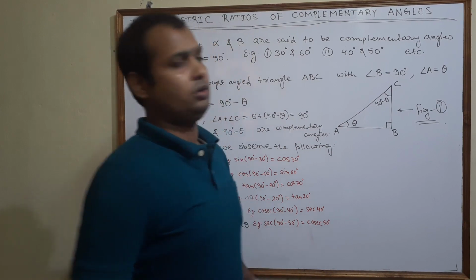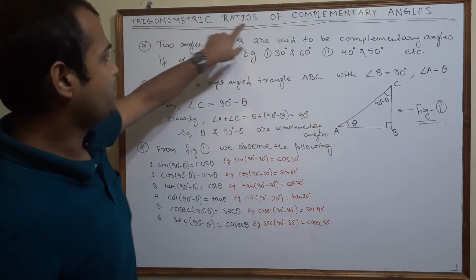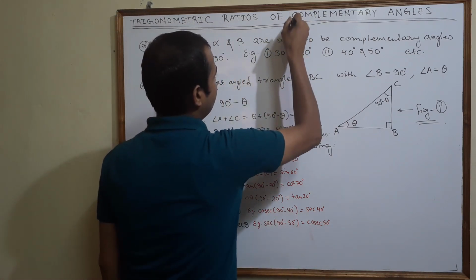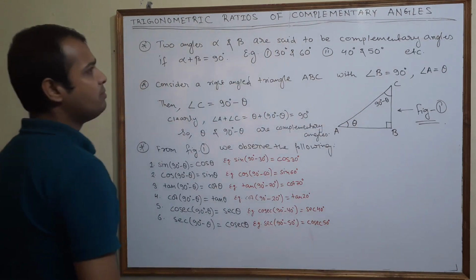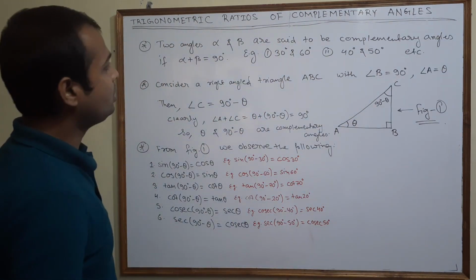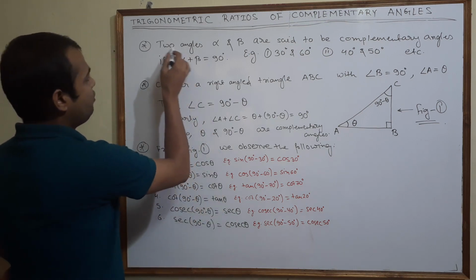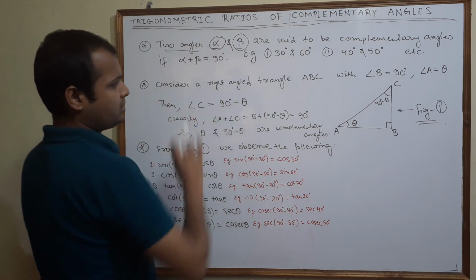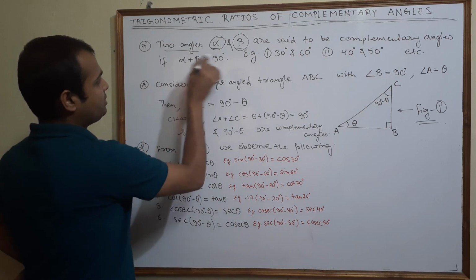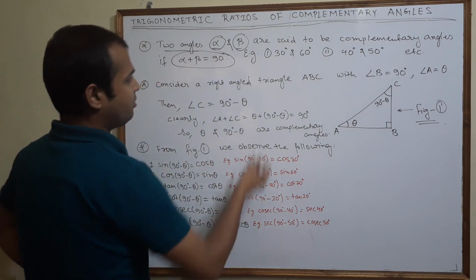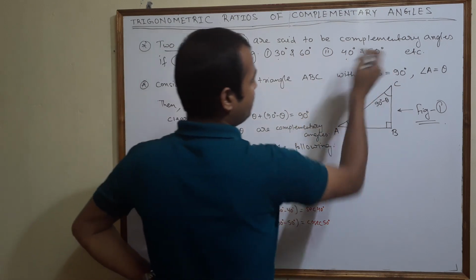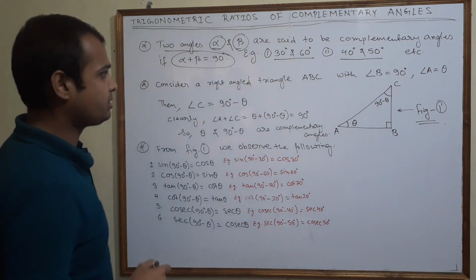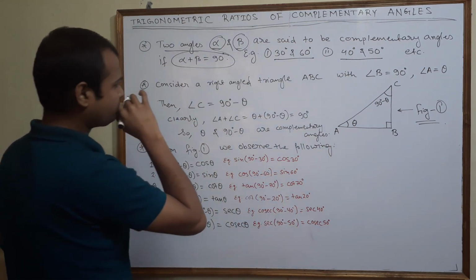Hello children, today's topic is trigonometric ratios of complementary angles. Firstly, let us understand what we mean by complementary angles. If you have two angles alpha and beta, then they are said to be complementary angles if their sum is equal to 90 degrees. For example, 30 plus 60 is 90, and 40 plus 50 is 90. So these two pairs are complementary angles because their sum is 90.